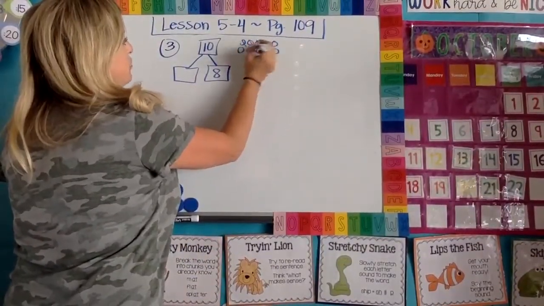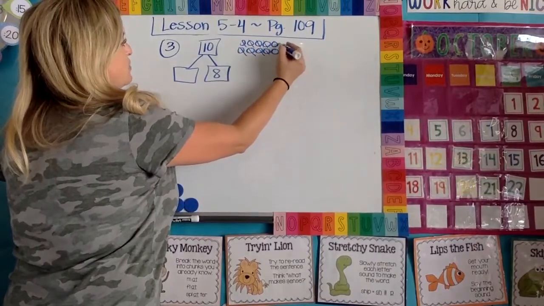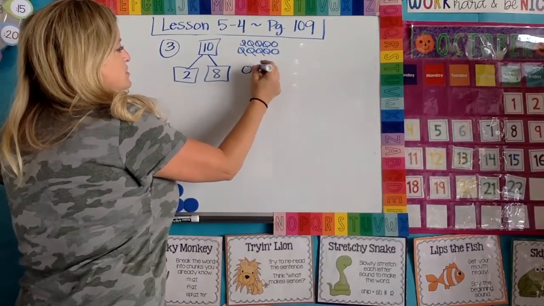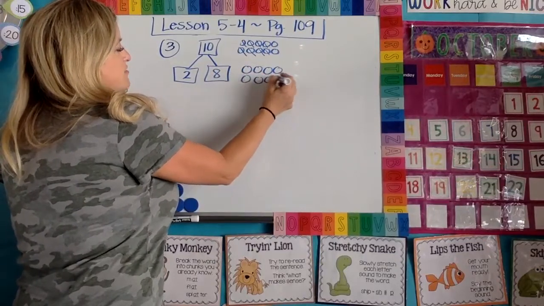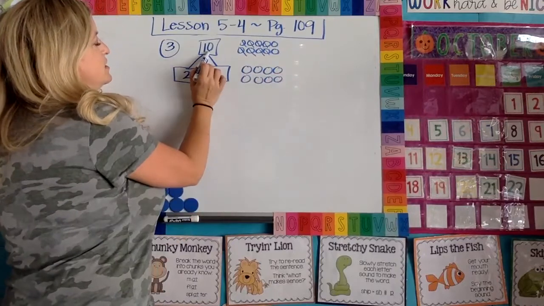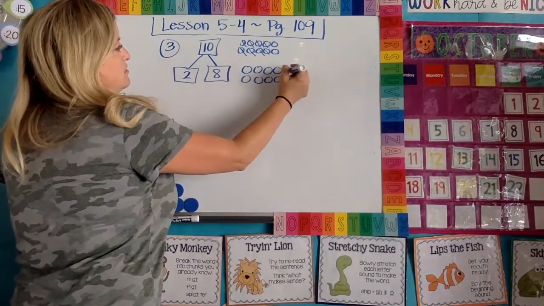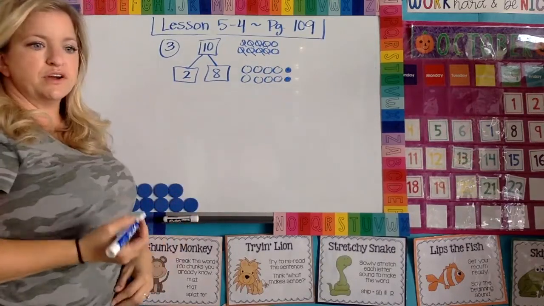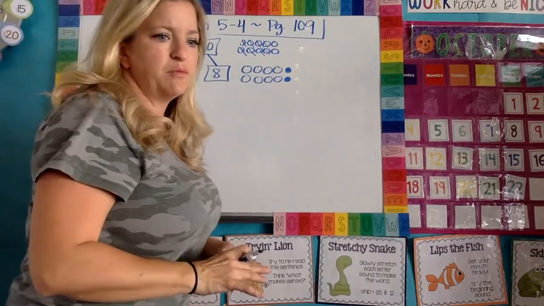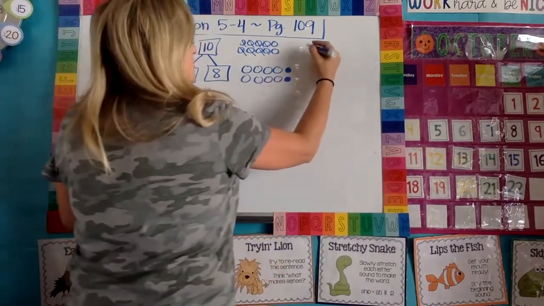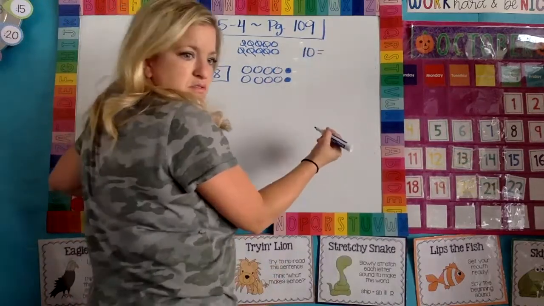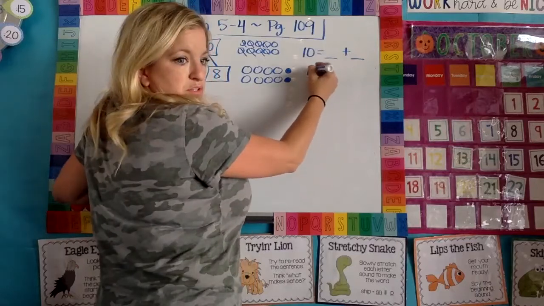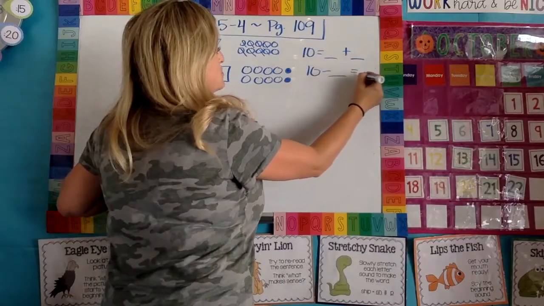1, 2, 3, 4, 5, 6, 7, 8. There's 1, 2 left. Another way is to draw 8: 1, 2, 3, 4, 5, 6, 7, 8, and count on until I get to 10. 9, 10. I have 2 dots. So now I know that 10 and 8 are friends of 10, and they want you to do 10 equals blank plus blank. And they also want you to do 10 minus blank equals blank.